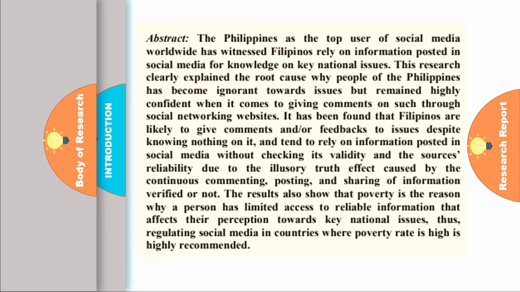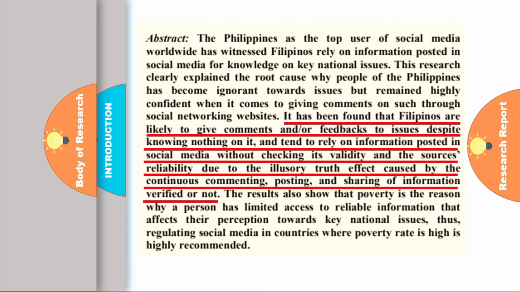It has been found that Filipinos are likely to give comments and or feedback to issues despite knowing nothing on it, and tend to rely on information posted in social media without checking its validity and the source's reliability, due to the illusory truth effect caused by the continuous commenting, posting, and sharing of information, verified or not.